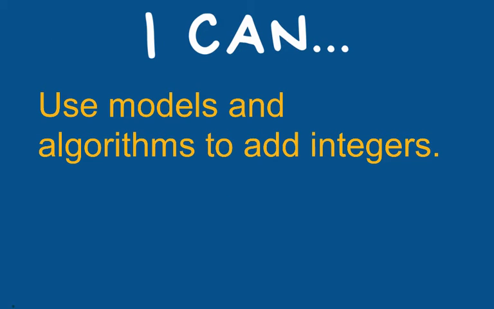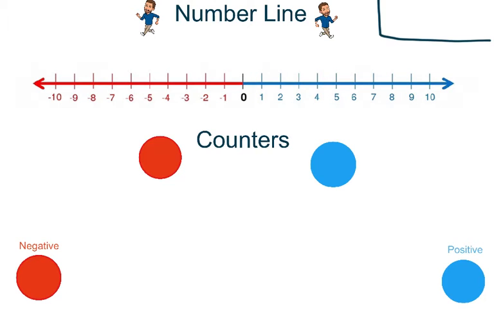So by the end of this lesson, you should be able to use models and algorithms, which I know is a new word, but it just means a set of rules to add integers. So we're going to use number lines, counters, and some real-world examples. So go ahead and get out your binder, turn to the math section, and get ready to take some notes. Let's get started by looking at an example problem.